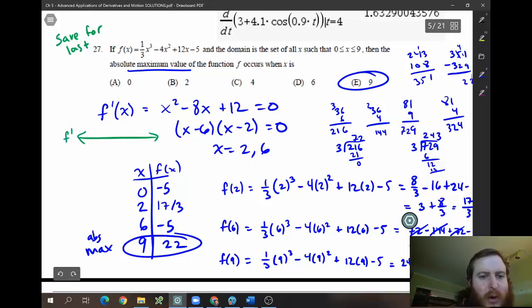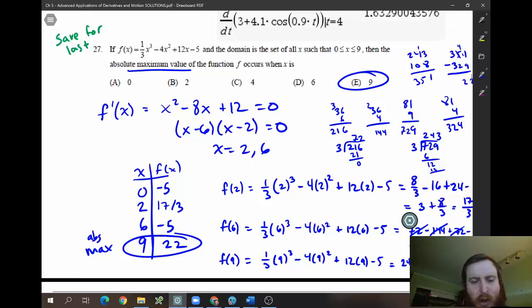And so I'll kind of show what I mean by that, and we would want to have endpoints, but let's take this from the top. So, once you've finished all the other questions, you've come back to this one, right? Now, for absolute max, we're going to take our derivative, set it equal to 0, and we get x equals 2 and 6. And then we make our table. And so we have 0, 2, 6, and 9. Those are our possibilities. And so we're going to plug in f of 0 is nice and easy, right? F of 0 is just -5. Then we plug in f of 2, f of 6, and f of 9.